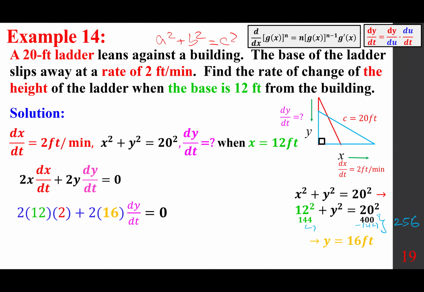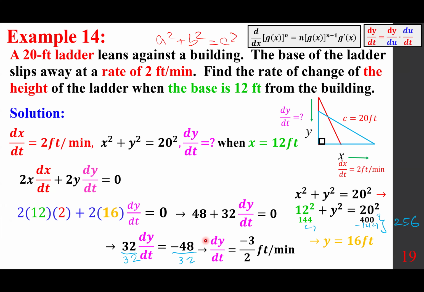And now we can plug in. 2 times 12 times 2 is 48. 2 times 16 is 32. We're going to move the 48. We're going to divide both sides by 32. Both numbers are divisible by 16. We get negative 3 halves feet per minute. x is increasing, dx/dt is positive, y is decreasing, dy/dt must be negative, and it is.